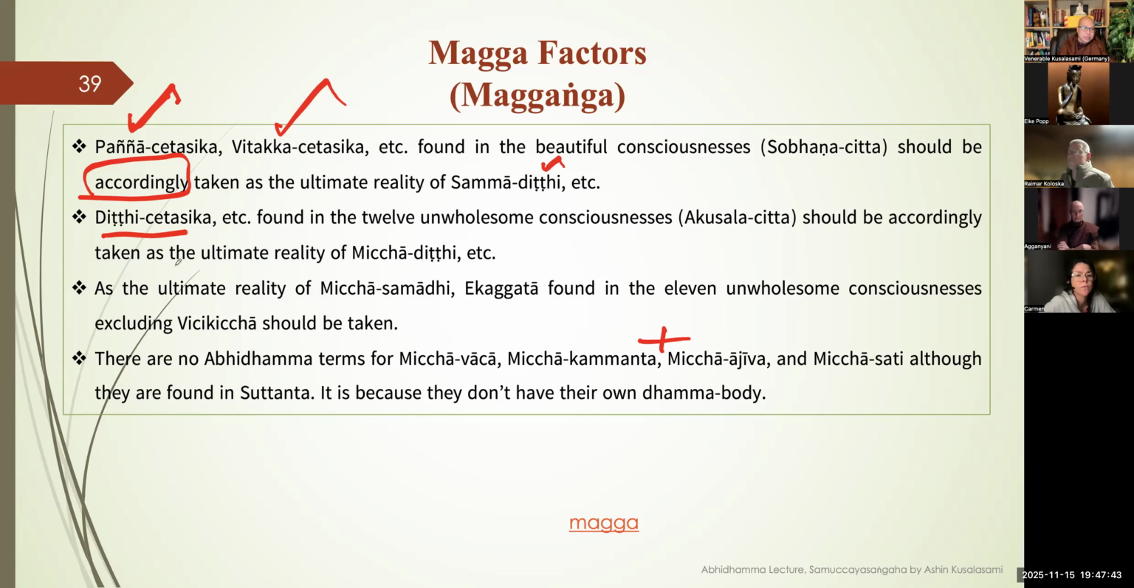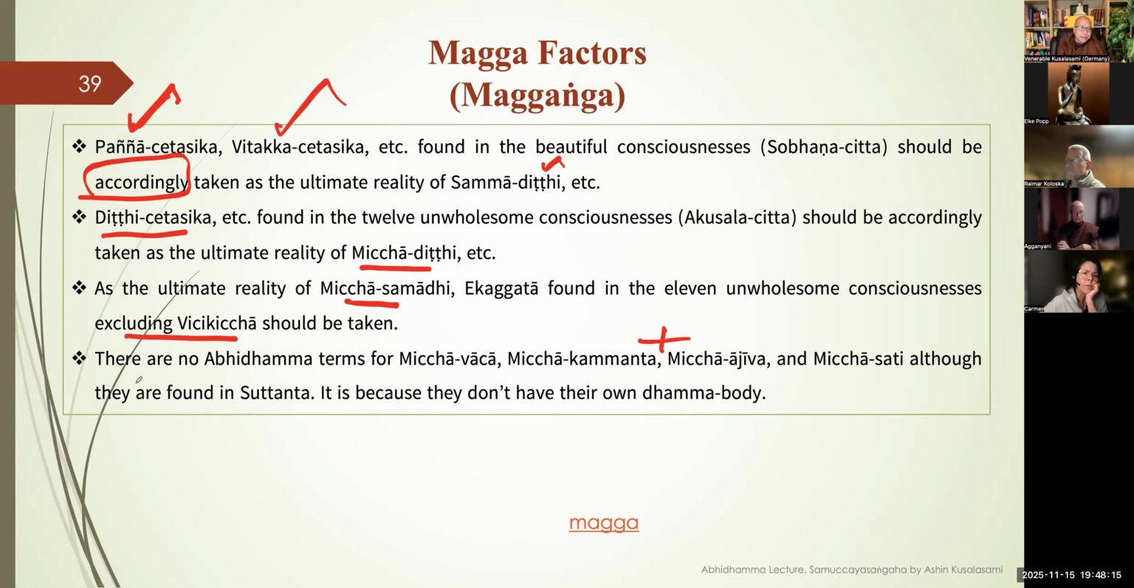Should accordingly be taken as the ultimate reality of mecha, deity, etc. As the ultimate reality of mecha, samadhi are here. Mecha, samadhi, ekagata found in the 11 unwholesome consciousness, excluding vichikecha, should be taken. Only Igagada found in the 11.